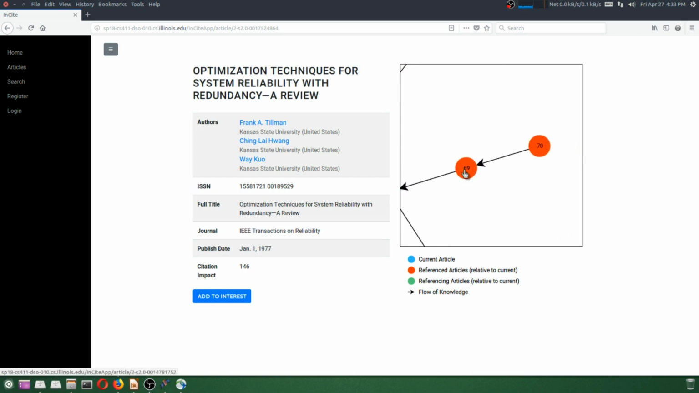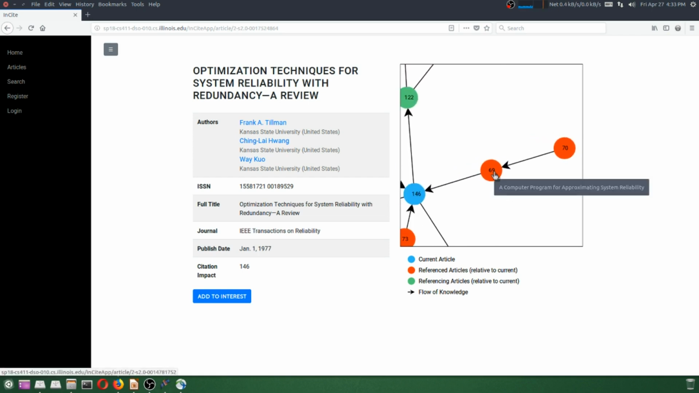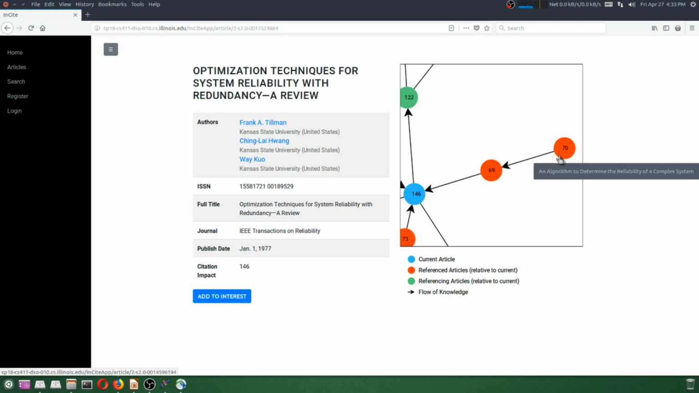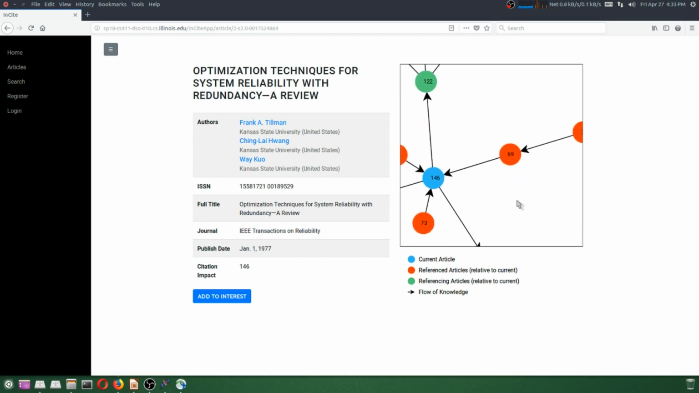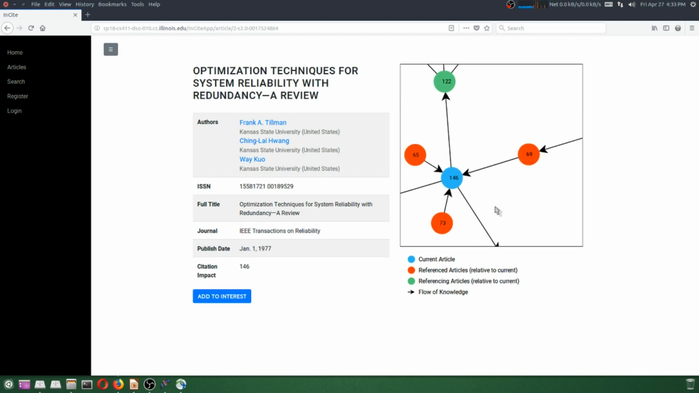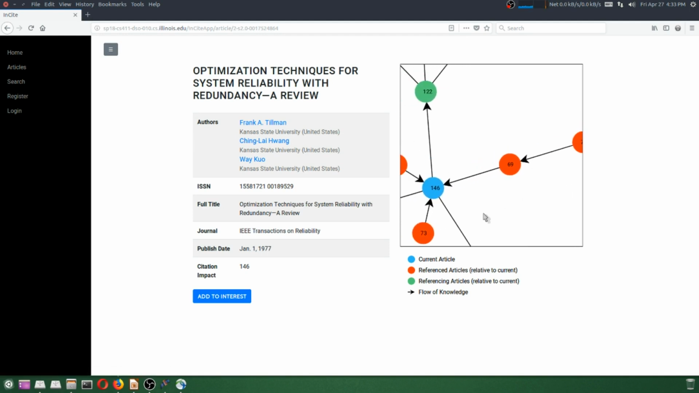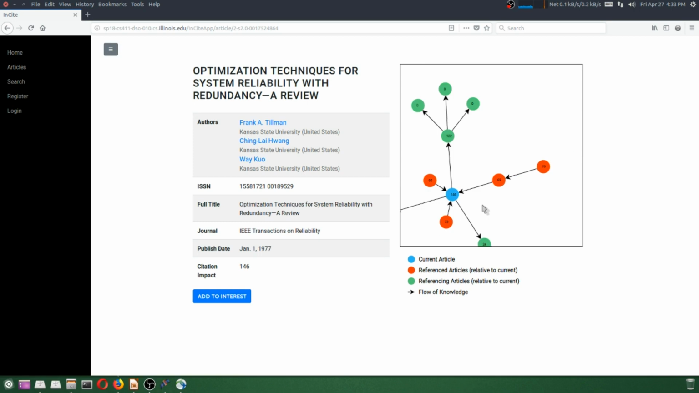And for this one here, that's the first level red node, so it's referenced by the current article. This one is a second level red node, so it means that it's referenced by this one, but not directly referenced by the current article, because if it were, there would be an arrow pointing to it. So you can think of the arrows as a flow of knowledge. This article is using knowledge flowing from these red nodes, directly or indirectly.